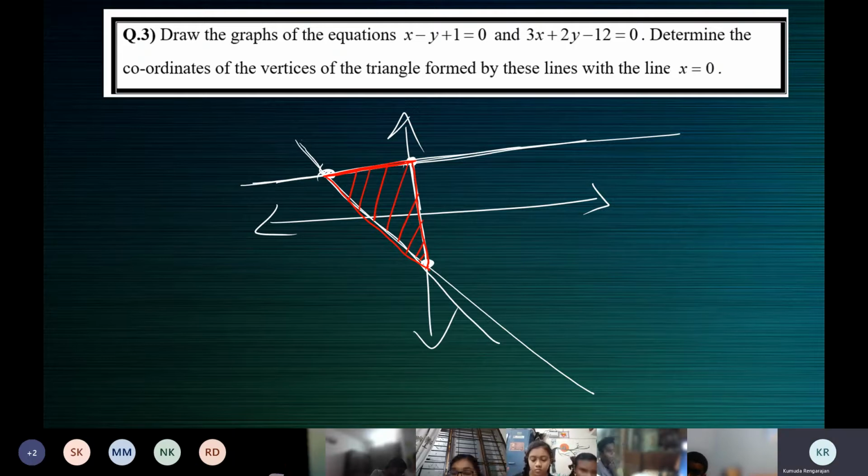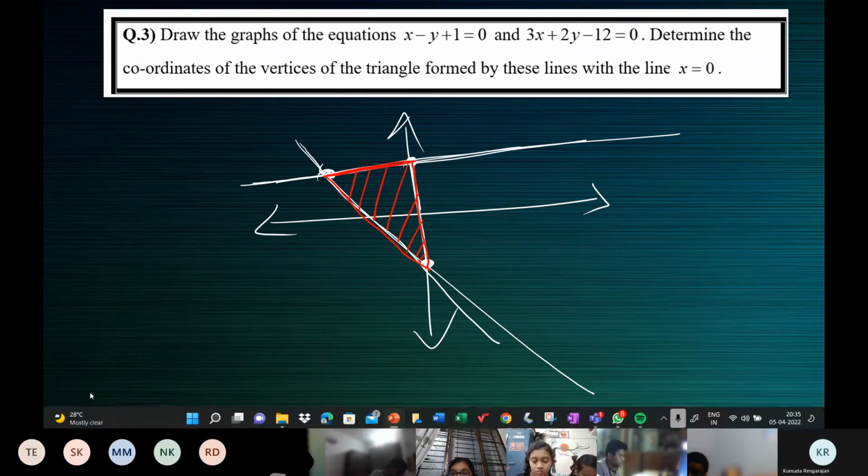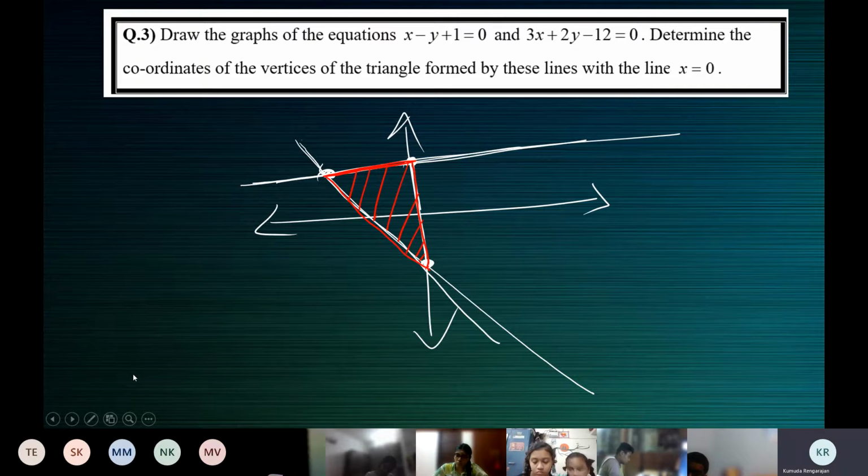Write down the question. Ma'am, is 3 points enough? Sorry, Pranav? I'm marking, 3 points is enough now, ma'am. Yeah, 3 will do.